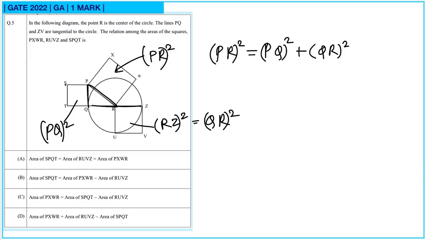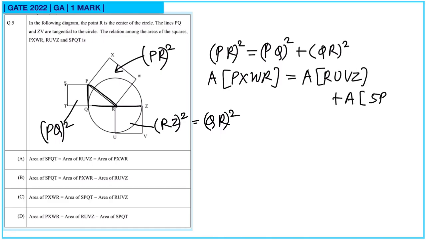So let us find this in the options. So this means area PXWR will be equal to area RUVZ plus area SPQT. So area PXWR will be equal to the sum of these two. So these ones are not correct. So SPQT will be equal to PXWR minus RUVZ. So option B is correct.